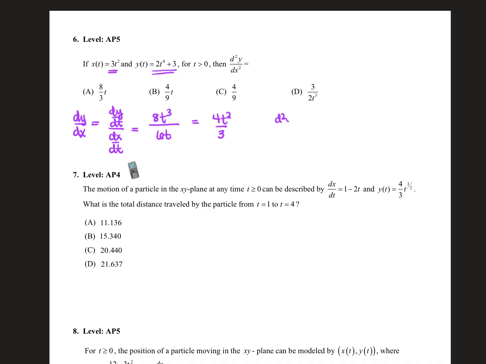Now the second derivative for parametric is a little bit different. It's the derivative with respect to t of the first derivative divided by dx/dt again. So our first derivative is right here. If we take the derivative of that, it's 8t over 3, and we're going to divide by dx/dt again. So this leaves us with 8t over 3 multiplied by 1 over 6t. Simplifying that, it's going to leave us with 4/9.